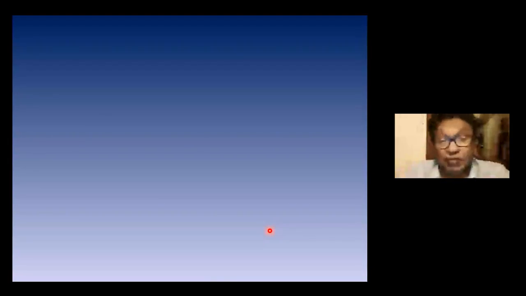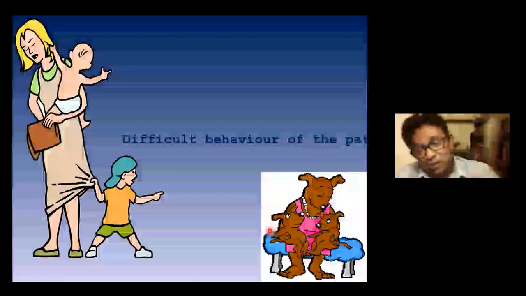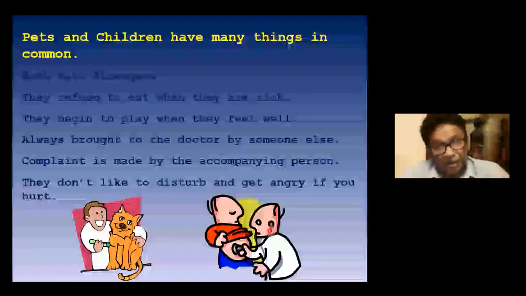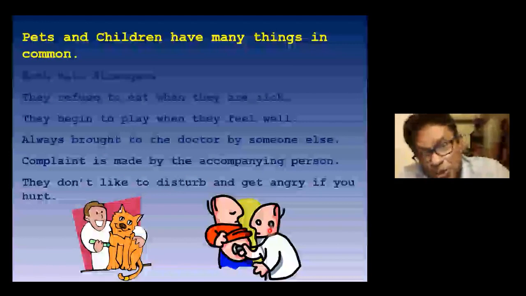And the difficult behavior of the patient. This is another thing. Sometimes the child is very difficult. Now you see, they say pets and children have many things in common because they both hate strangers. They refuse to eat when they are very sick. They begin to play when they feel well, and are always brought to the doctor by someone else. And also, the complaint is not made by the patient but by the accompanying person.